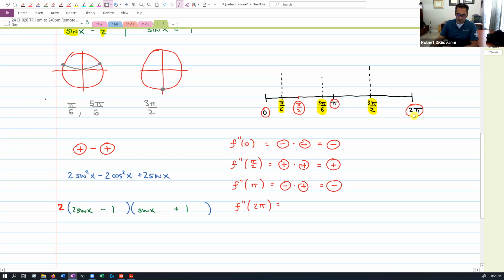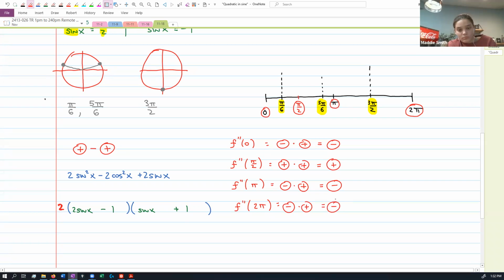Check them all. So 2 pi, sine of 2 pi is 0. Minus 1, so you get -1. And then sine of 2 pi is 0 plus 1, you get positive here. Wait a minute, are these both negative? Or is that negative there? That looks like, yeah, they're both negative. Oh, it didn't switch, did it?